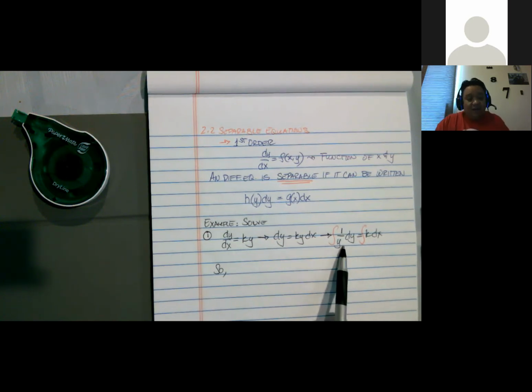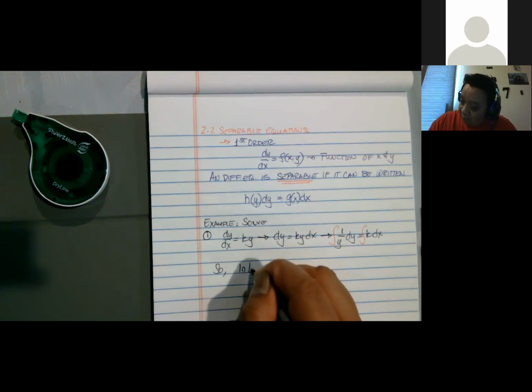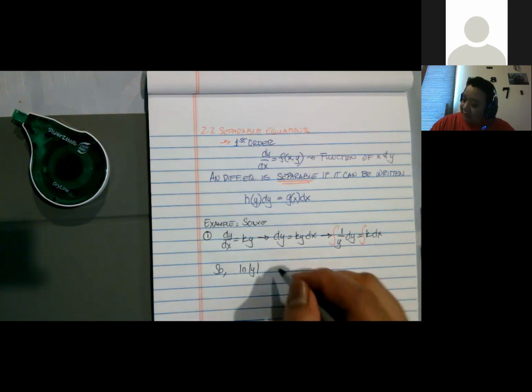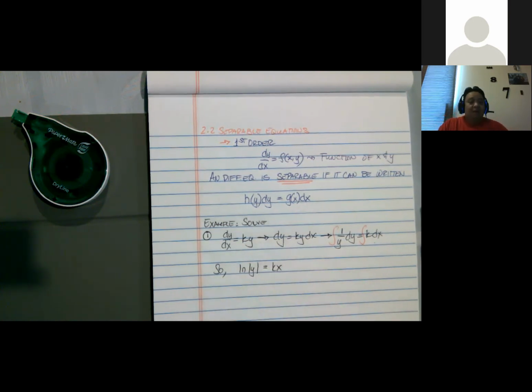So the integral of the left side is what? It's ln of the absolute value of y. And then what's the integral of the right side? kx. Questions?